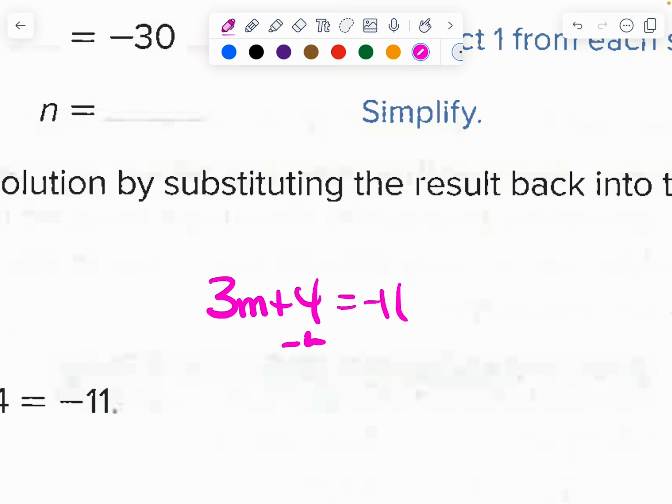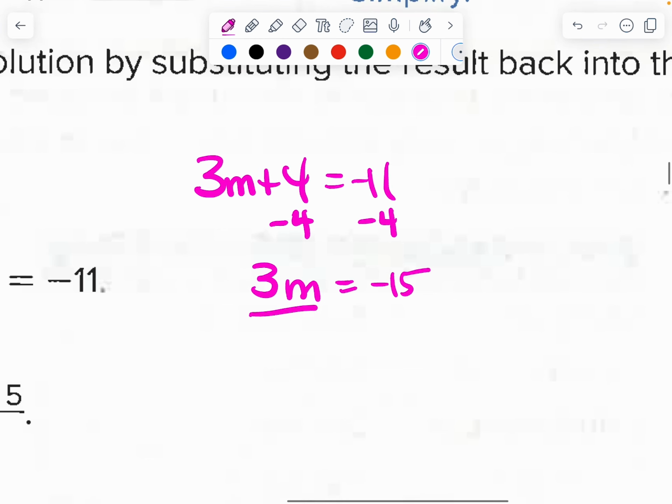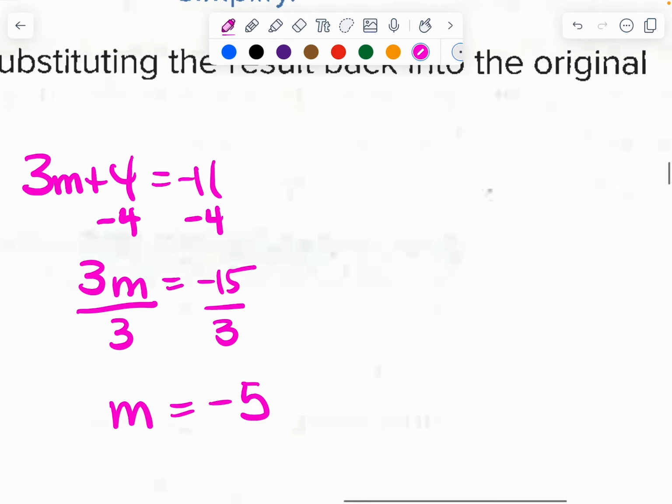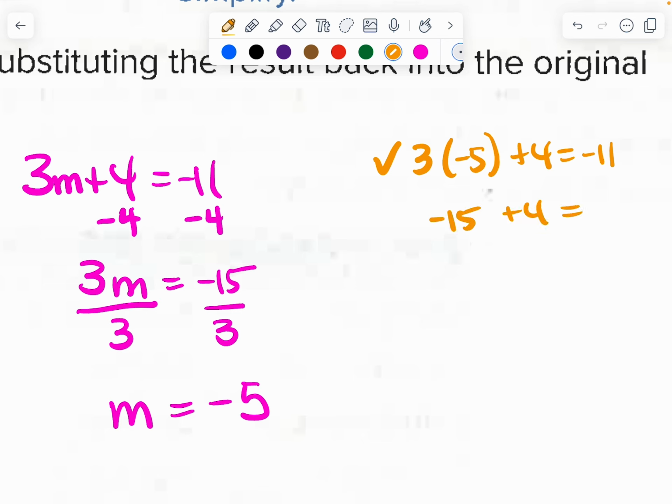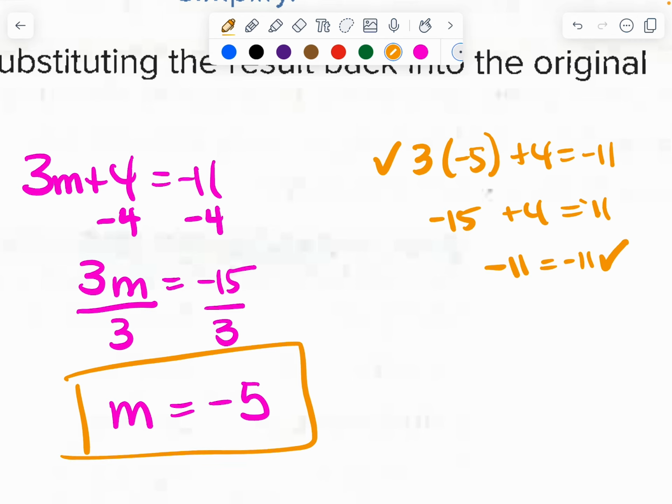So I'm going to subtract 4 from both sides. I get 3m equals negative 15. I divide by 3 on both sides, and I get m equals negative 5. I'm going to plug that back in and make sure I did it correctly. 3 times negative 5 plus 4 equals negative 11. Negative 15 plus 4, oops, negative 11. Negative 11 equals negative 11. So yes, we did it correctly. So this right here is the correct answer.